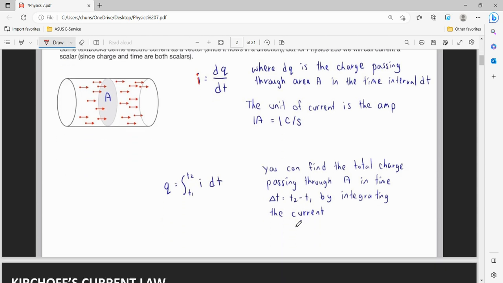All right, and if you were to do it over a specific time interval through an area, you can use integration to show charge. So we're taking this equation and rearranging it, where our bounds are time and our current is inside the integral.